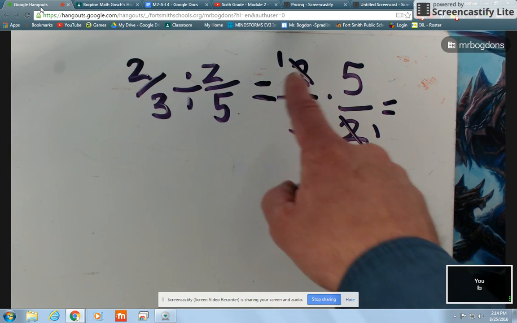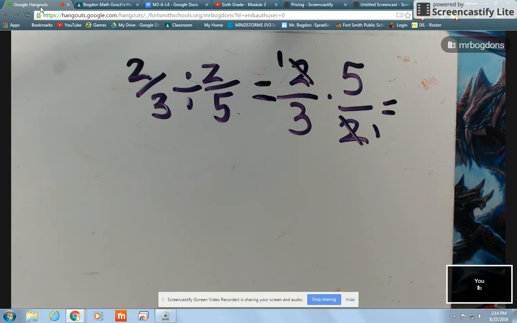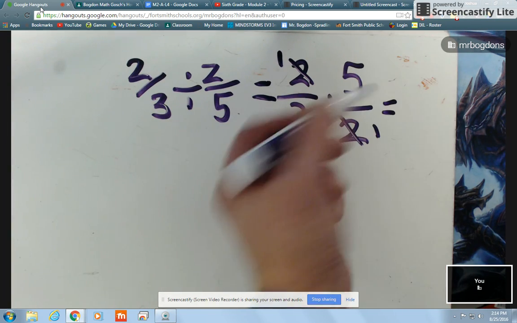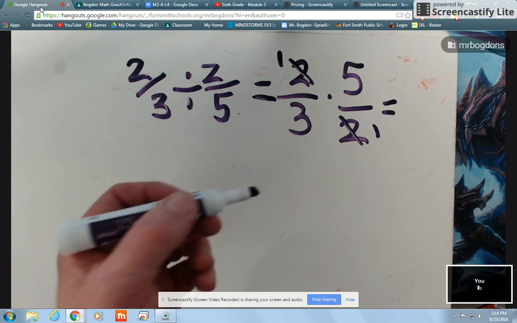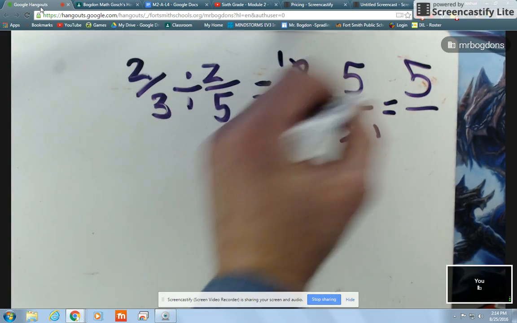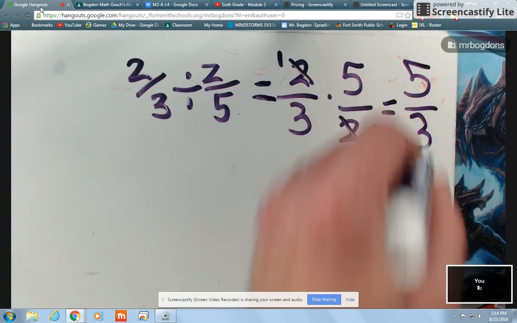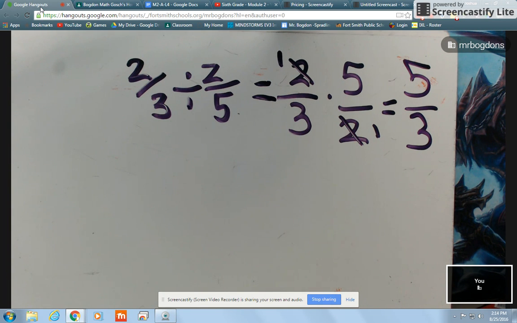So now what's the product of 1 times 5? What is 1 times 5? 3 times 1? Okay. So I have an improper fraction. I know that that won't be accepted on the assessment. So I need to change it to a mixed number.